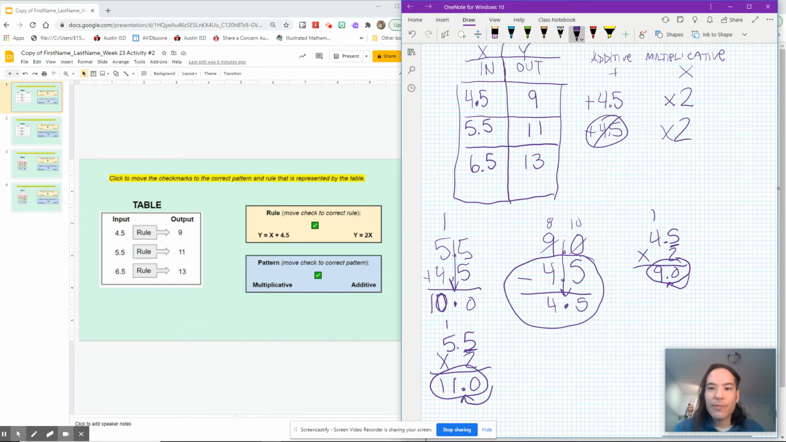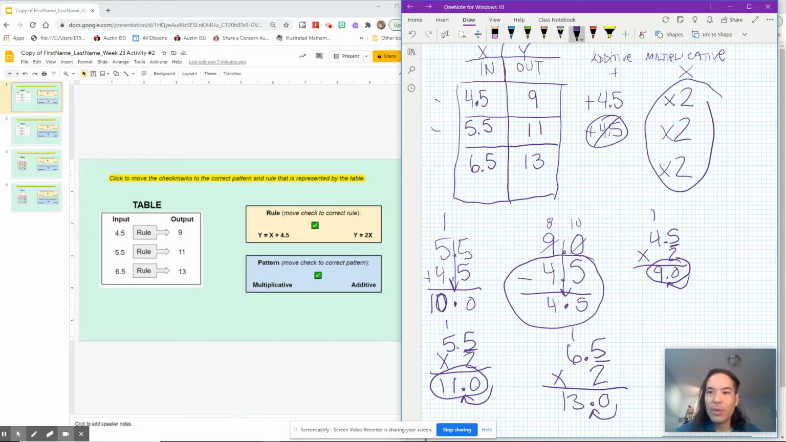So since it worked with the first two pieces of data right there and right there, let's go ahead and just multiply 6 and 5/10 times 2. If that equals 13, we have our rule. So 2 times 5 is 10. Carry the 1. 2 times 6 is 12, plus 1 is 13. One decimal place, one decimal place. So 6 and 5/10 times 2 is 13. So our rule worked with times 2.